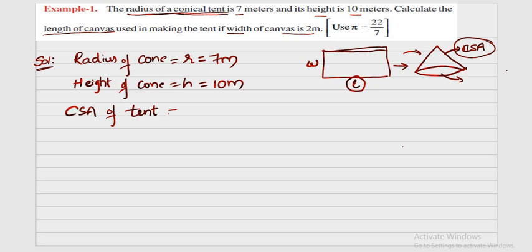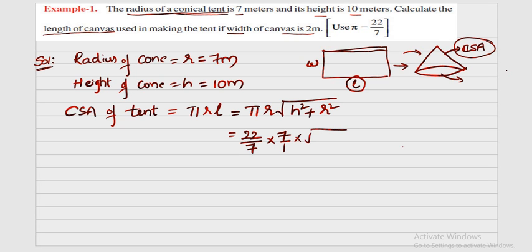So what is the CSA formula? CSA is nothing but pi into r into L, where r is the radius and L is the slant height. But here we are not given L, so we need to replace L with root of h square plus r square. This formula also you need to remember. Now substitute the values. In the question pi is given as 22/7, so 22/7 into 7/1 into root of h square, which is 10 square plus 7 square, divided by 1.